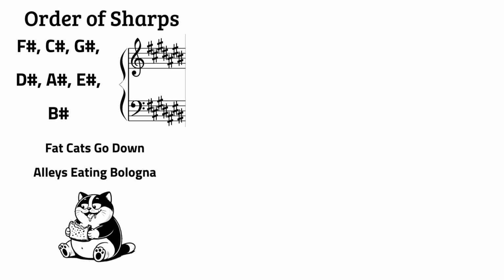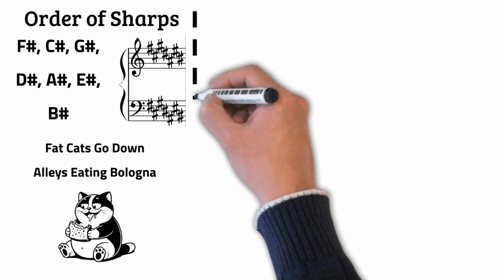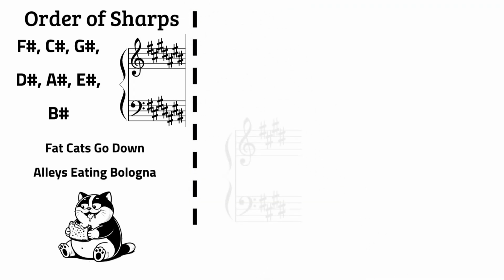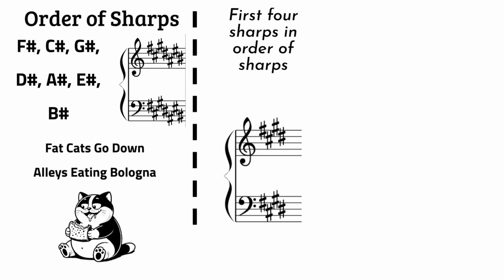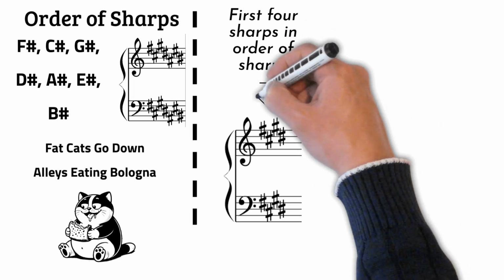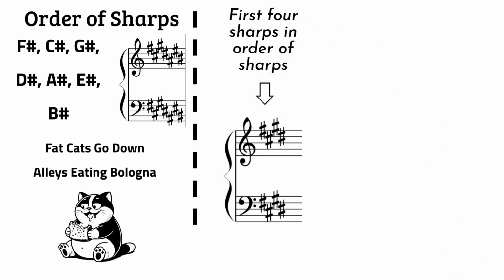This is helpful because if you are informed how many sharps are in the key signature, you can immediately conclude what sharps they are. For example, if the key signature contains 4 sharps, they will be F sharp, C sharp, G sharp, and D sharp, the first 4 sharps in the order of sharps.